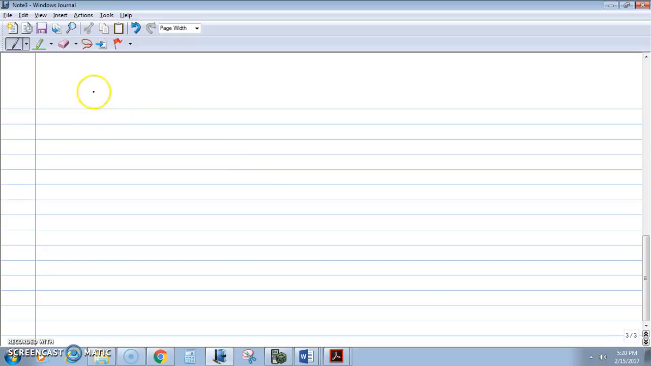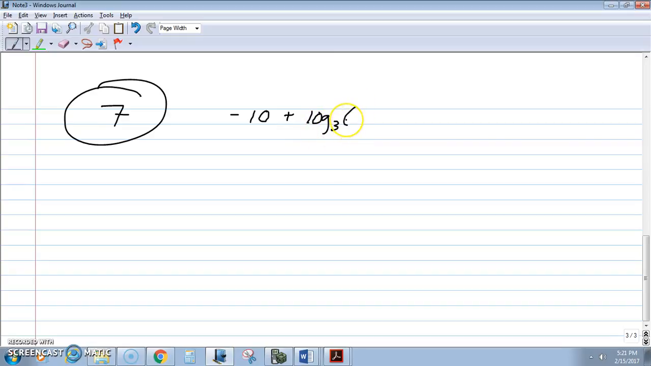All right, you guys, let's go ahead and do number 7 here. It looks a little bit different, but you will see it ends up being so easy. We have negative 10 plus the log base 3 of n plus 3 equals negative 10. Okay, so let's undo this one step at a time.